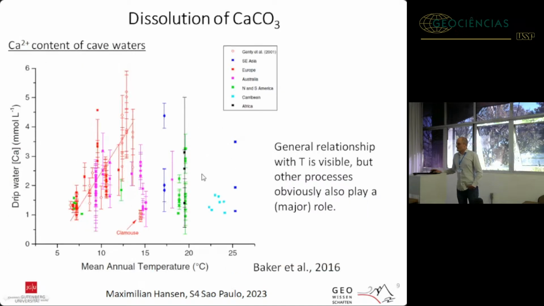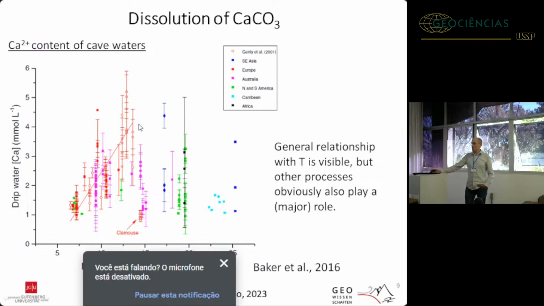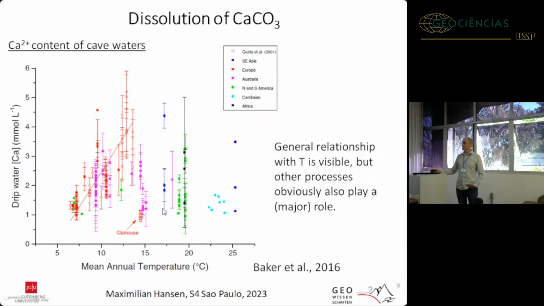So this is a plot which I took from Baker et al. 2016. This is basically the drip water concentration of calcium in different solutions of cave waters from different climate regions, plotted against the mean annual temperature. And what you see here is maybe a general relationship with temperature, but there are several other processes which could control the calcium content in the water, which plays a major role in the dissolution of calcium carbonate.